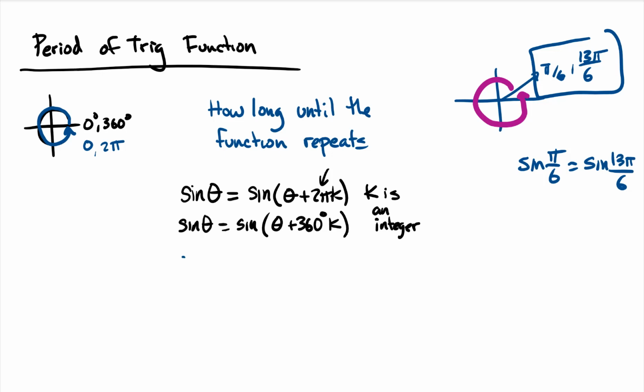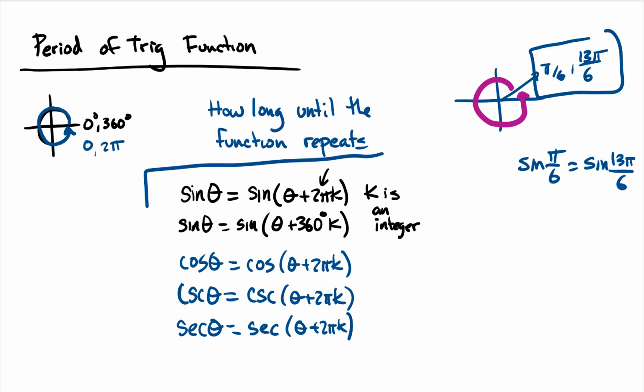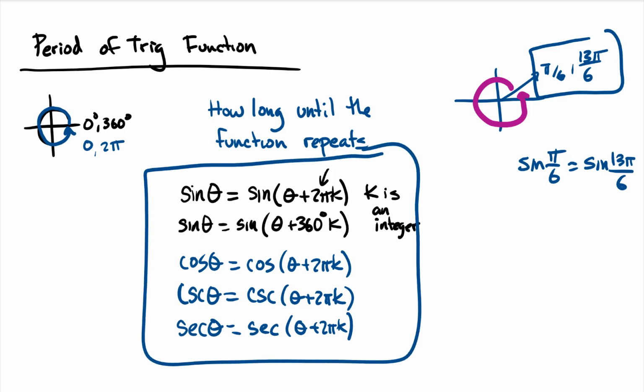It's also true for cosine, and I'm just going to write it with the radians. It's also true for cosecant, sine flipped over. That's also true, saying if you spin around in a circle, you end up back where you started. It's also true for secant. But then we have 2 oddballs. It takes 2 pi to repeat for the first 4 trigonometric functions.